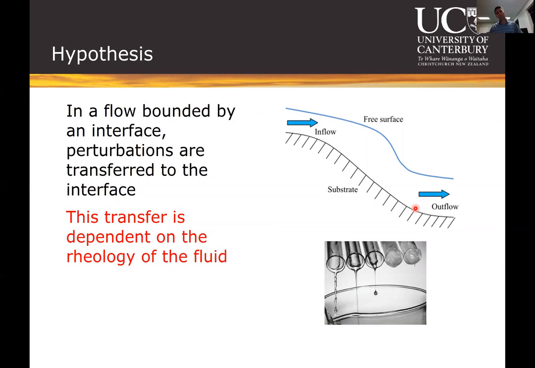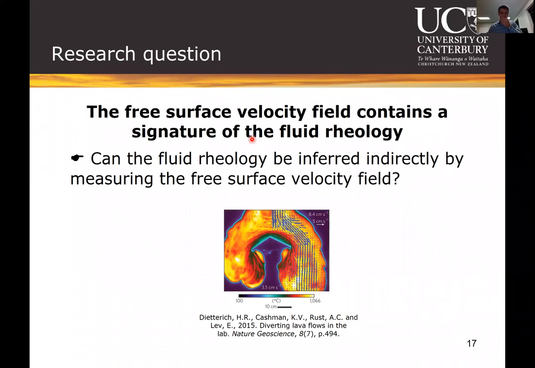And as I mentioned before, when you've got a free surface flow, the rheology of the fluids has an effect on the free surface. So it sort of leaves a signature on the free surface. And this is what we see here. This is a picture from a paper of Dietrich et al., where we see basically lava meeting a wedge, and we've got nice free surface velocity vectors here. And really the question we would like to be able to answer is, if all the information we had was this free surface velocity, can we say something about the rheology of the fluid?